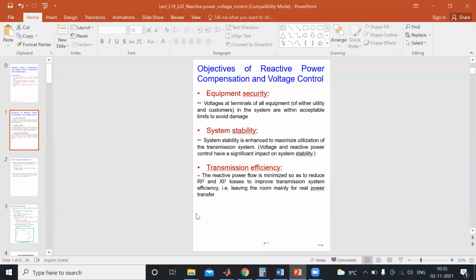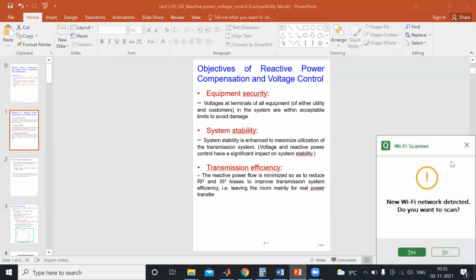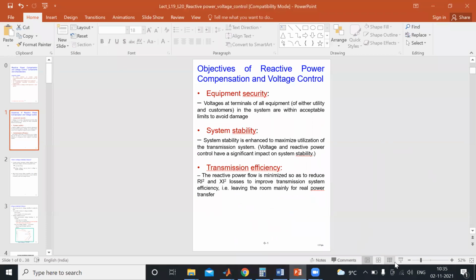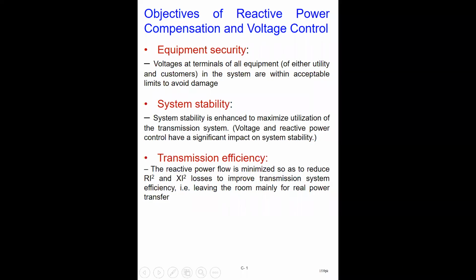So just wait, I'm facing some problem here. Why am I not able to use it?